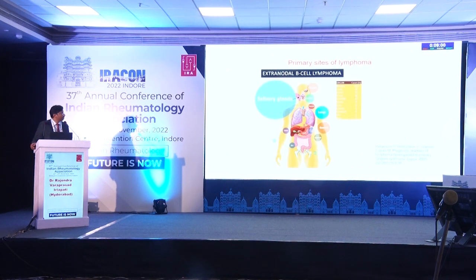In this picture, the size of the circle depicts how common the NHL is. The salivary glands, the two parotids, are the most common site, followed by lungs, ocular, and oropharynx, and so on. These are all called extranodal B cell lymphomas.